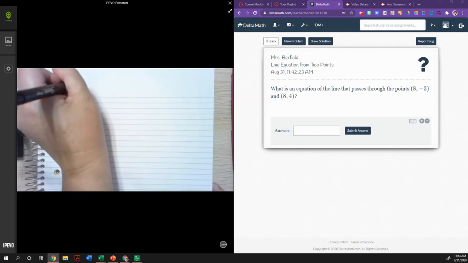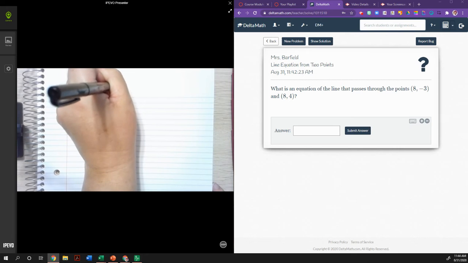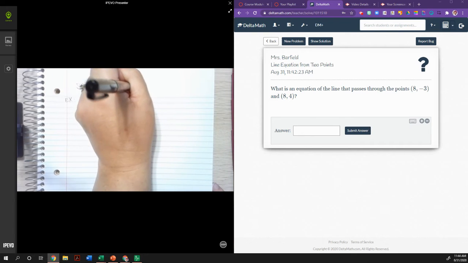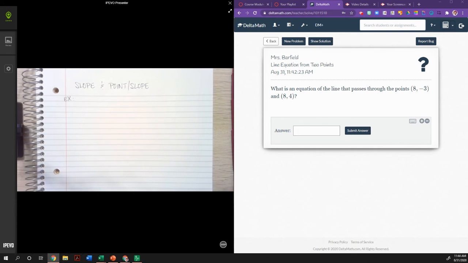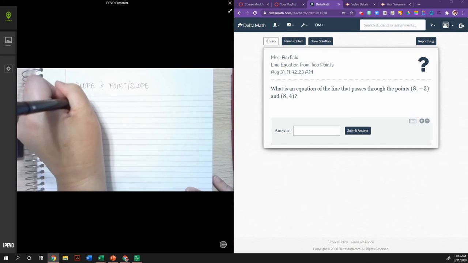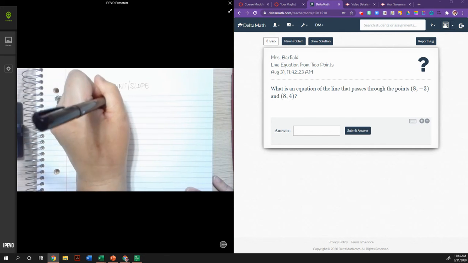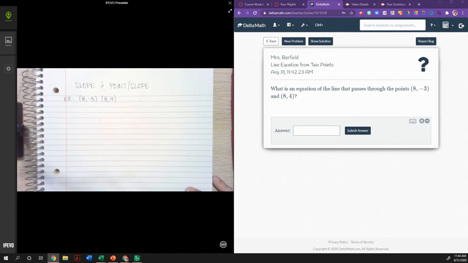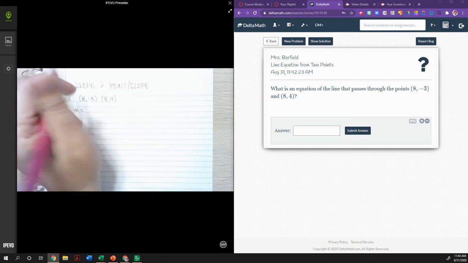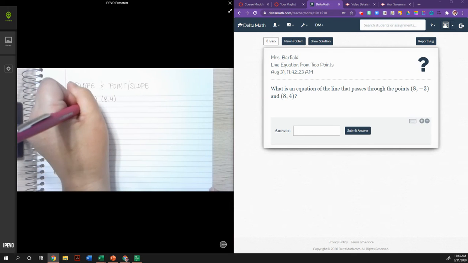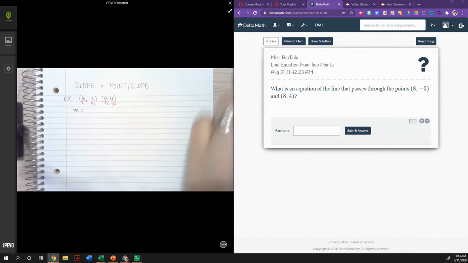I'm going to need my slope formula, and I'm going to need that point slope formula. Okay. All right. So let's jump right in and do the slope. So I have (8, -3) and (8, 4). All right. So I need to find the slope. So m equals. All right. So this is x1. This is y1. This is x2. This is y2.